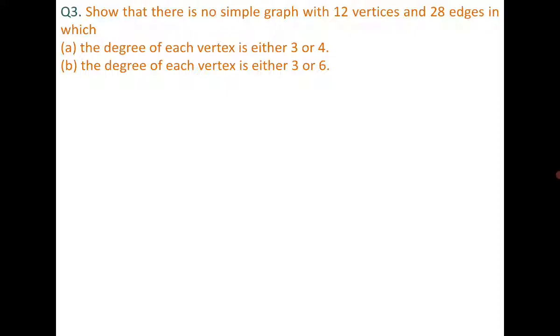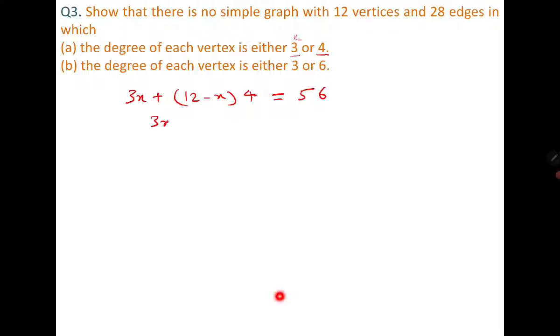Show that there is no simple graph with 12 vertices and 28 edges in which the degree of each vertex is either 3 or 4. So to solve this question, we should use the degree sum formula. Please do try by yourself. So the degree of each vertex is either 3 or 4, and there are 12 vertices in total. Let's say x vertices are of degree 3, so 3x plus 4 times (12 minus x) for the vertices of degree 4, which is twice the number of edges, which is 56.